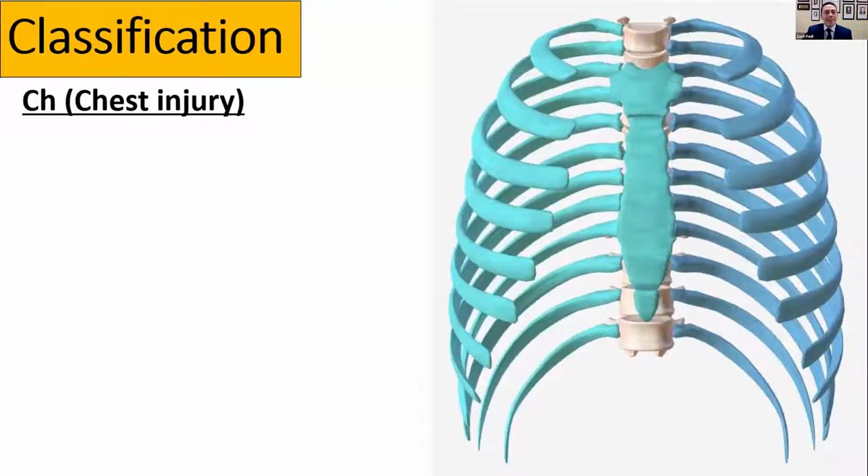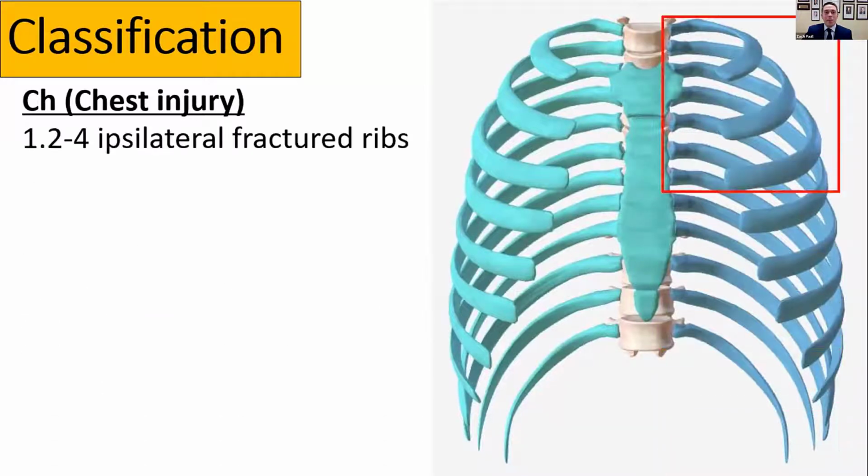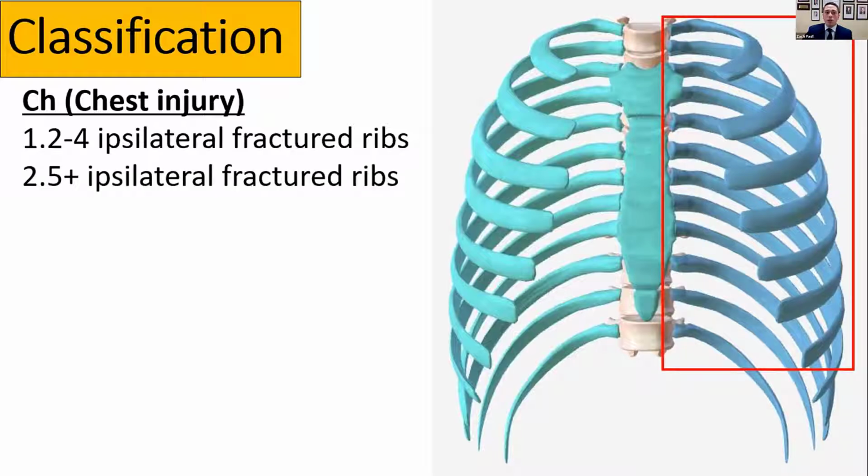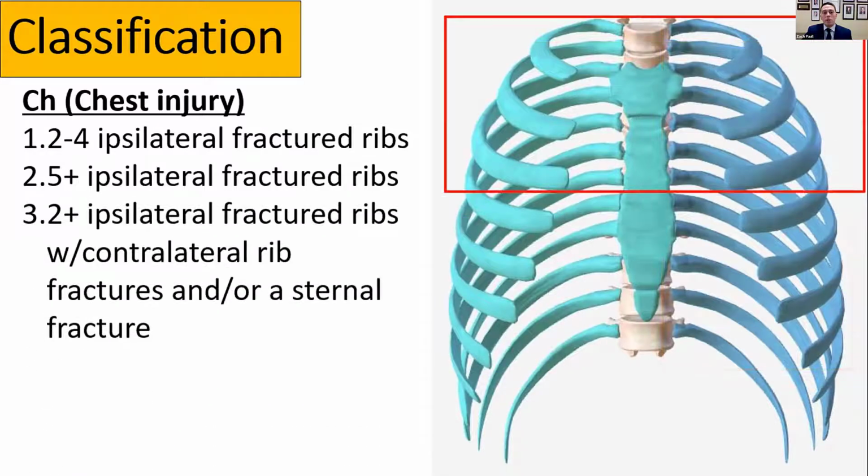So for CHA, our number 1 would be 2 to 4 ipsilateral fractured ribs, so ipsilateral to the injured shoulder. So CHA 1, 2 to 4 ribs. CHA 2, 5 plus ipsilateral fractured ribs, and then CHA 3 would be 2 plus ipsilateral fractured ribs, and then having contralateral rib fractures or a sternal fracture.